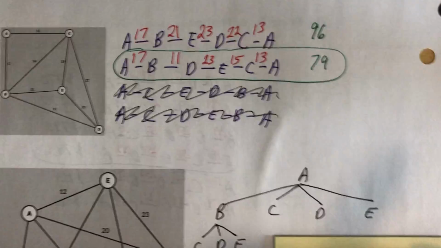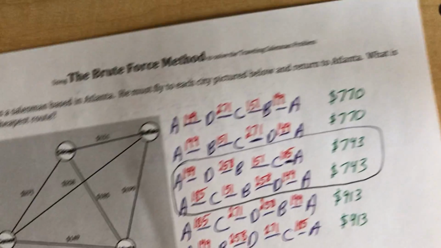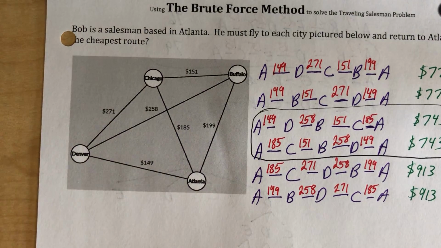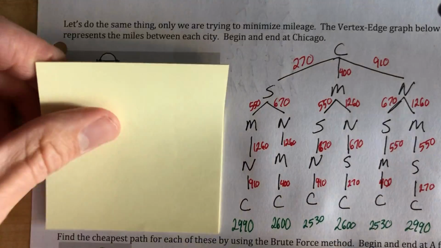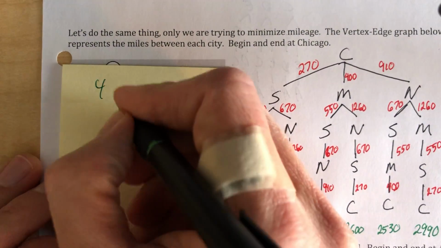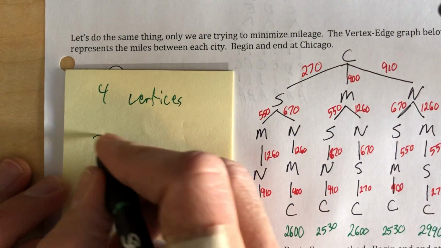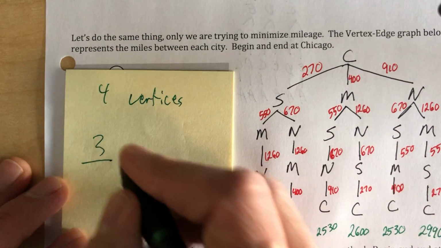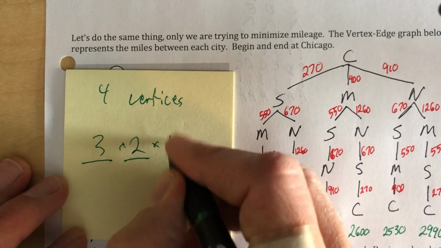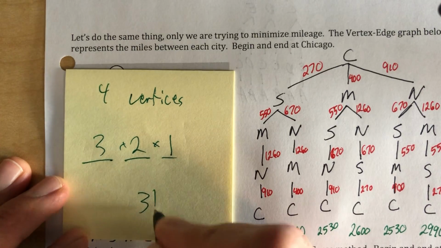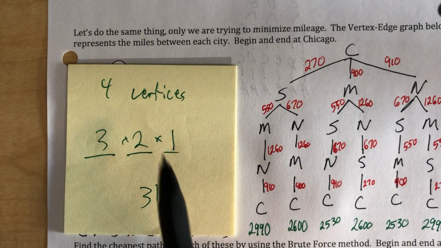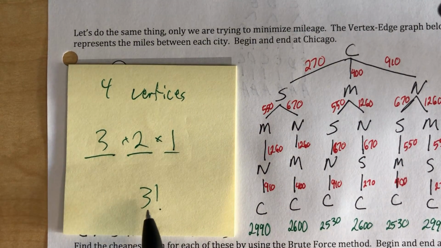It actually is the same if I had 4 vertices. Here, let's do this one. If I had 4 vertices, then I would have 3 possibilities times 2 each times 1 each. So I'd really have 3 factorial. So whatever the number of vertices is, it's always 1 less.